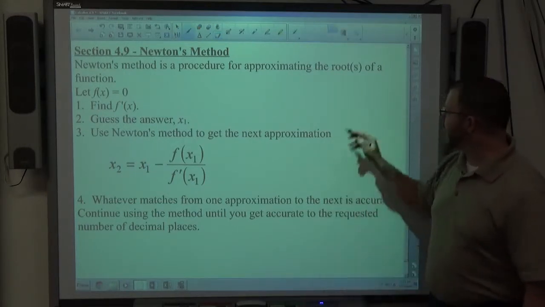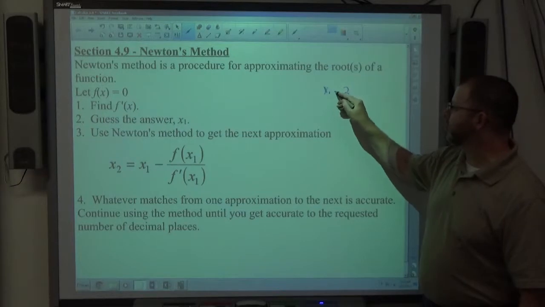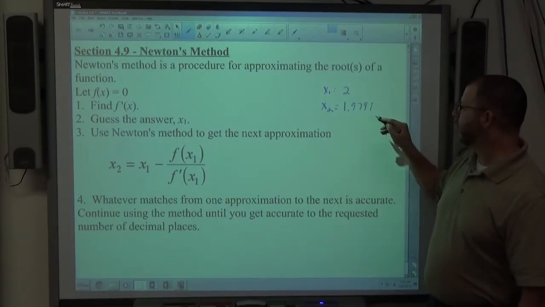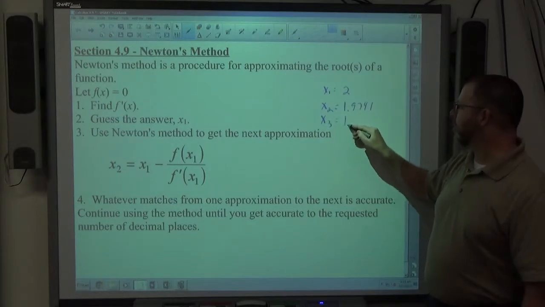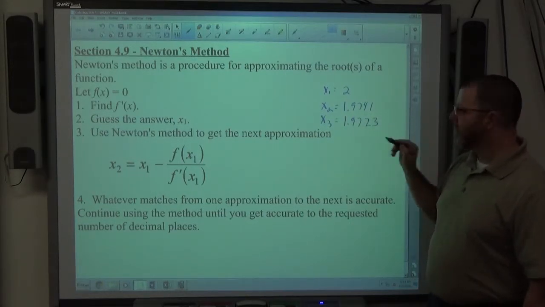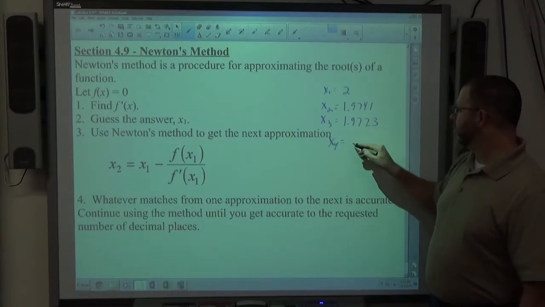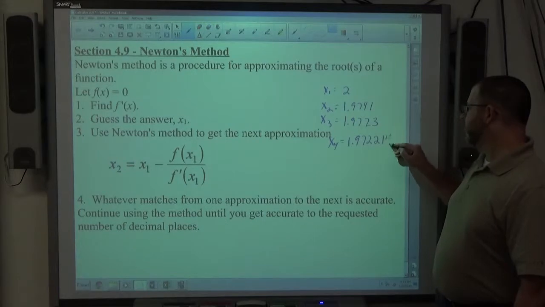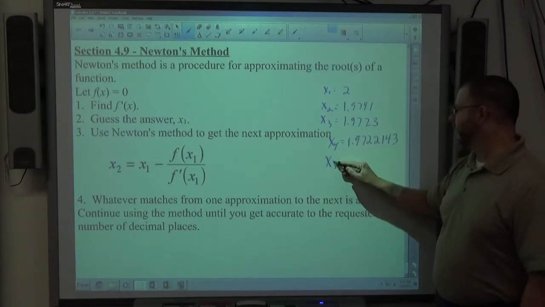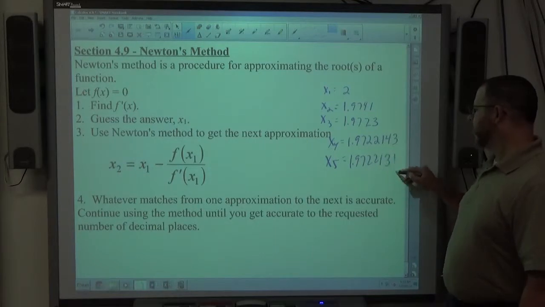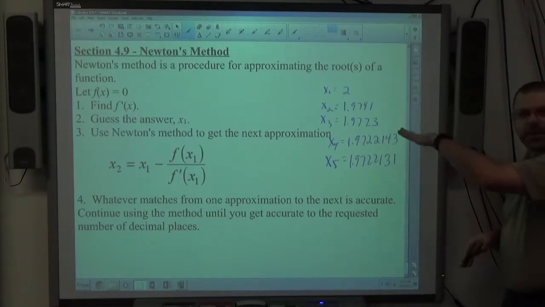For example, let's say x1 is 2. Let's say x2 is 1.9741. x3 is 1.9723. x4 is 1.9722143. x5 is 1.9722131. So it'll kind of look like this.